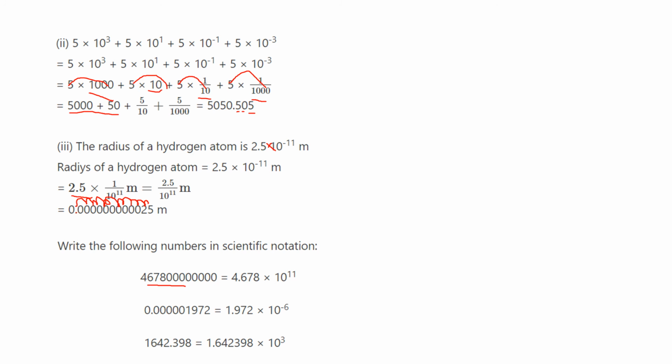0.0000001972. So how can we write it? Here the point moves 1, 2, 3, 4, 5, 6. So 1.972 into 10 to the power minus 6. Next one, 1642.318. So we can write it as the point will move here, 1, 2, 3. So 1.642318 into 10 to the power 3.